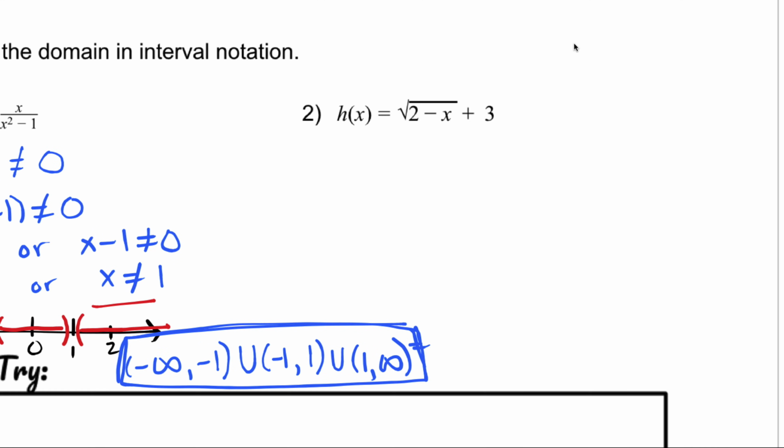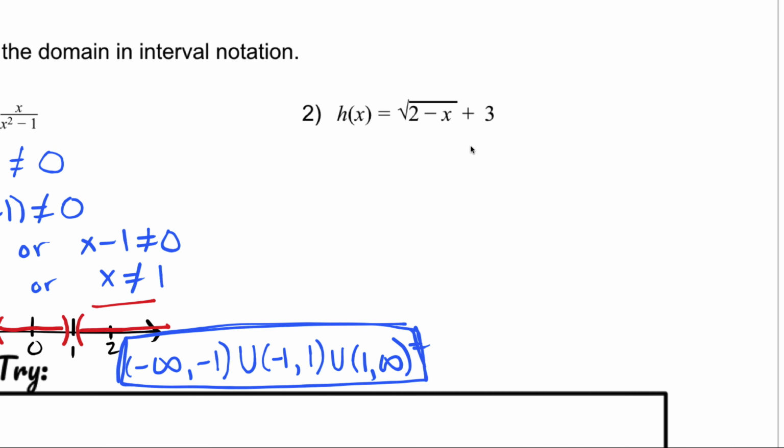All right, I had to clear out some space there, make a little bit more space for us to write. In the second example, h of x is equal to the square root of 2 minus x, and then plus 3 outside of the square root. Again, if we're trying to find the domain, we assume everything works, and then we start figuring out where it isn't going to work. Well, we have a square root.